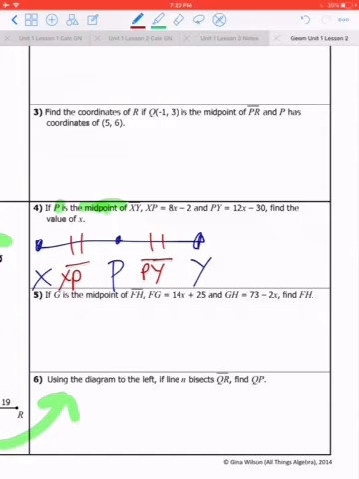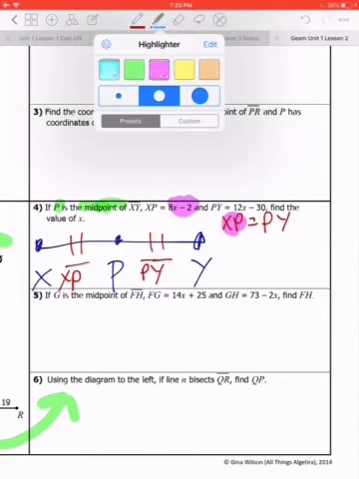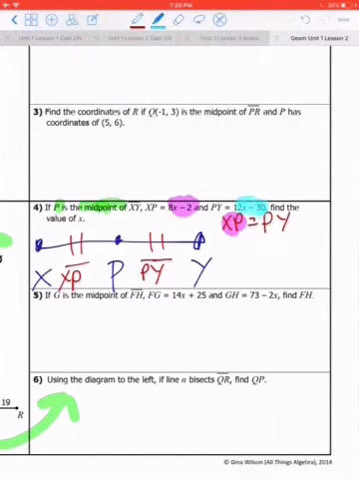Alright, so let's start with that. XP equals PY. Okay, well, we're going to find the value of x. And so what's given to us is that XP is 8x minus 2. So we'll plug that expression in there. And then what's also given to us is that PY is 12x minus 30. So we'll plug that in for PY. Okay, and they're equal to each other, so we'll set them equal and solve.